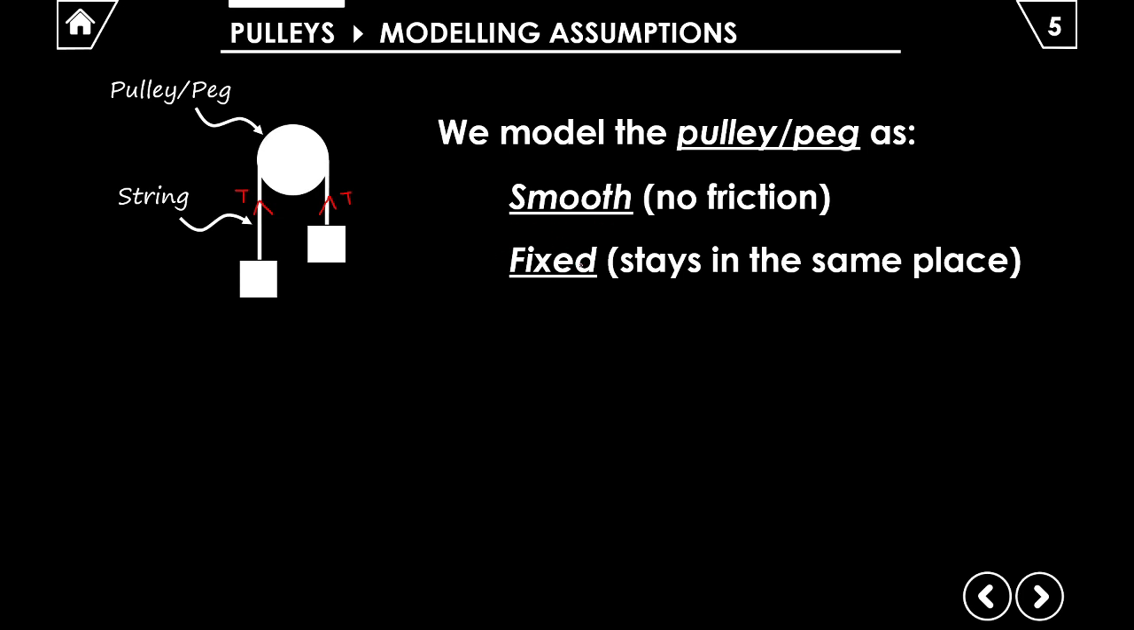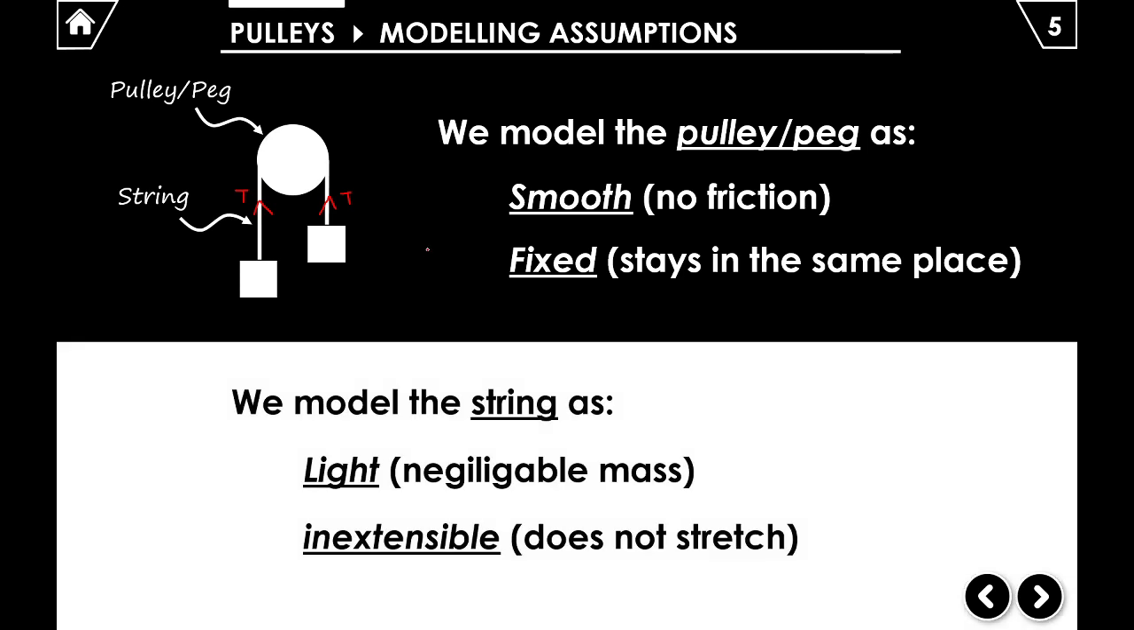The next one is kind of just stating the obvious really. It's a fixed pulley, which means it just doesn't move. It's not going to move side to side or up and down. We also make some assumptions about the string. The first one is we say the string is light, and that just means the mass can be considered so small it doesn't affect the calculations.